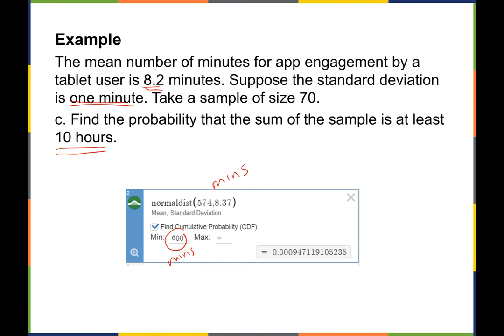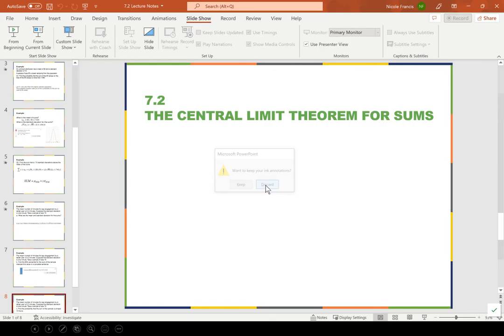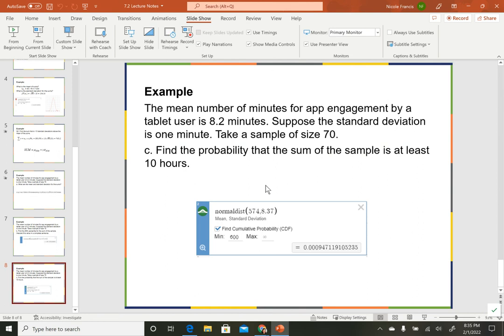All right, well, that's it for section 7.2. It's really just a lot the same as with the means. When you take the sums, you just have a new normal distribution that has a new standard deviation and a new mean, and you just do the same sort of computations that you've done in the past.